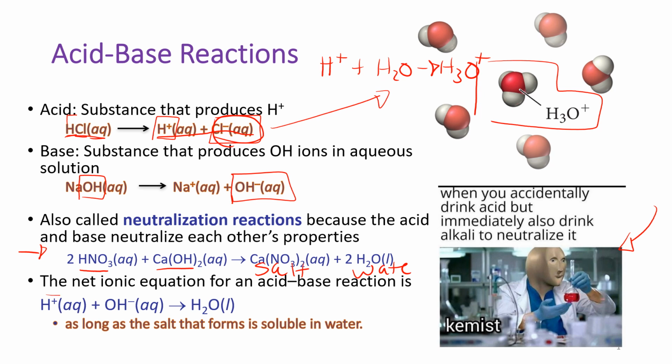The net ionic equation, which we know from our learning about precipitation reactions, is always going to be H plus and OH gives you water. So anytime I ask you what is the net ionic reaction for a strong acid and a strong base, this is what you're going to tell me: H plus and OH gives me water.